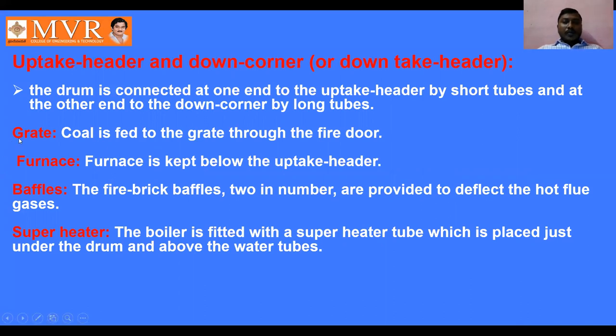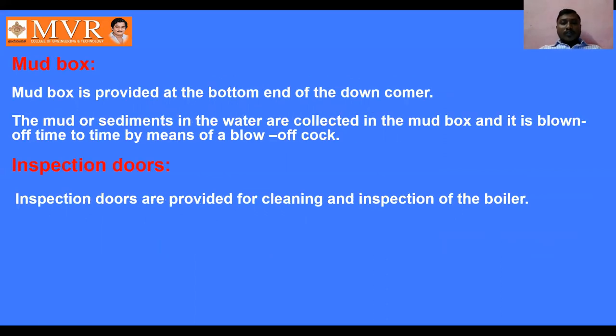And coming to the grate, upon the grate, the coal is fed from the fire door, which is used for the combustion process. The fire is kept below the uptake header, which we can observe in the diagram, and baffles are used to deflect the hot gases onto these water flow pipes. Superheater is nothing but a boiler fitted with a superheated tube, which is placed just under the drum and above the water tubes.